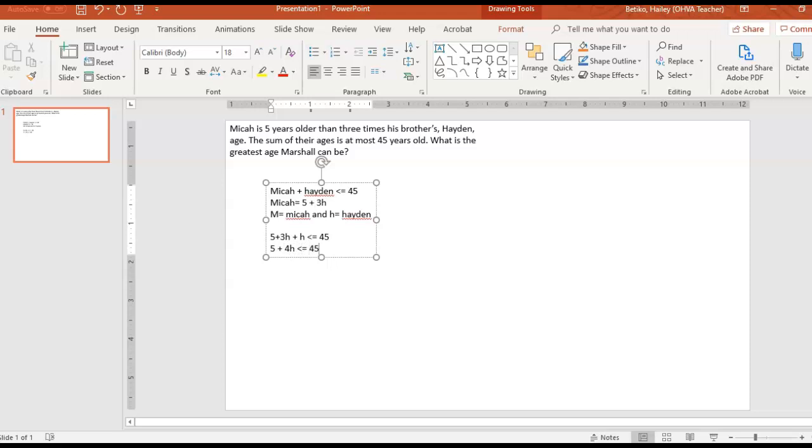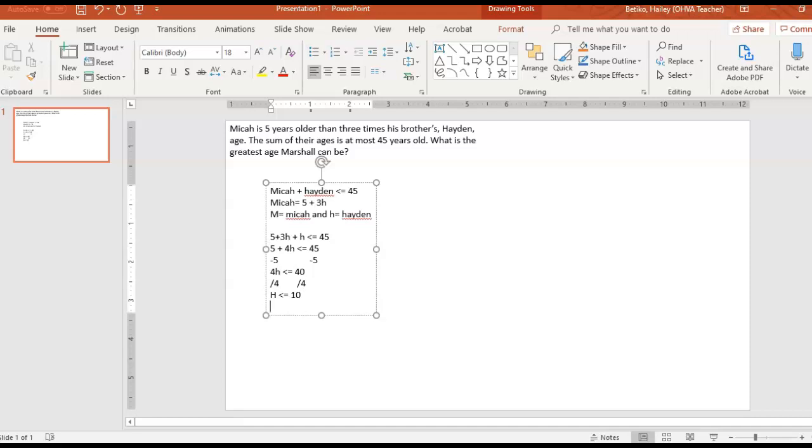I need to get H by itself, but I can't touch the 4H until I get rid of the 5, so I'm going to subtract 5 from both sides. And I'm left with 4H is less than or equal to 40. And then I'm dividing both sides by 4 to get H by itself. So H is less than or equal to 10 because 40 divided by 4 is 10.